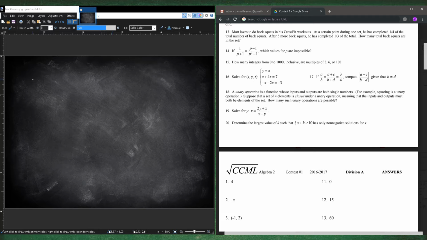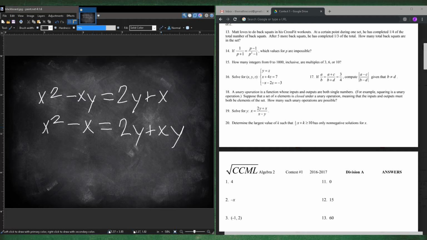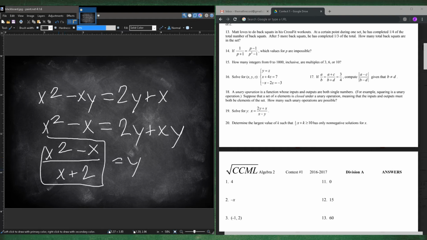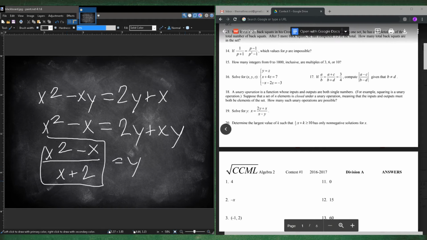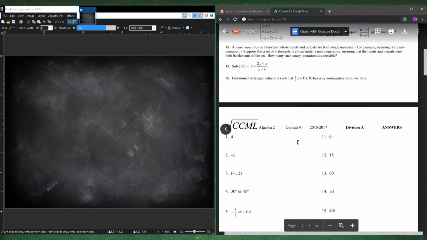Solve for y. x is equal to (2y plus 8) over (x minus y). So multiply x minus y to both sides to get x squared minus xy is equal to 2y plus x. Isolate y on one side, so x squared minus x is equal to 2y plus xy. Distribute out the y to get y times (x plus 2), so x squared minus x over x plus 2 is equal to y. So this is your answer, x squared minus x over x plus 2. Just rewriting variables, basically.